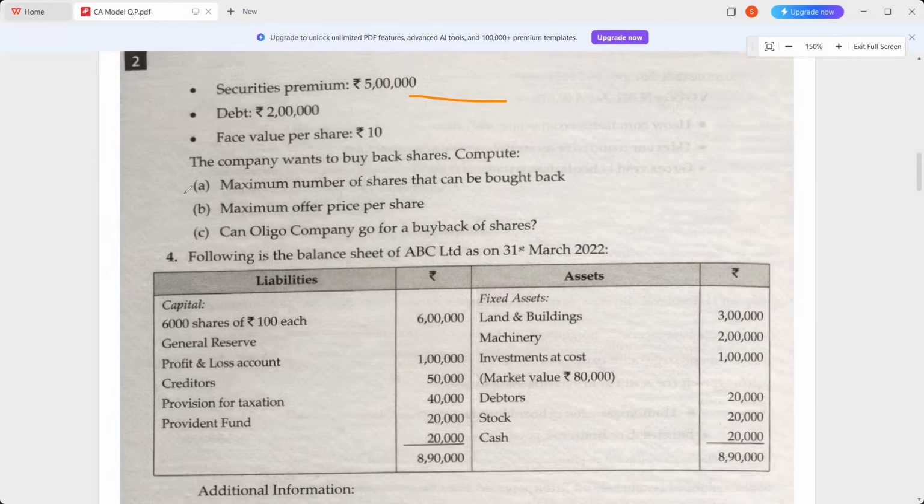There are no journal entries here. The calculation of the maximum number of shares that can be bought back, and the maximum offer price per share. Can the company go for a buyback of shares? So you have to do the calculations, and based on the calculation, you just have to give the recommendations at the end. In 2 or 3 lines, you can give the recommendation whether the company can go for buyback or not. You can also expect questions on passing journal entries on buyback of shares.